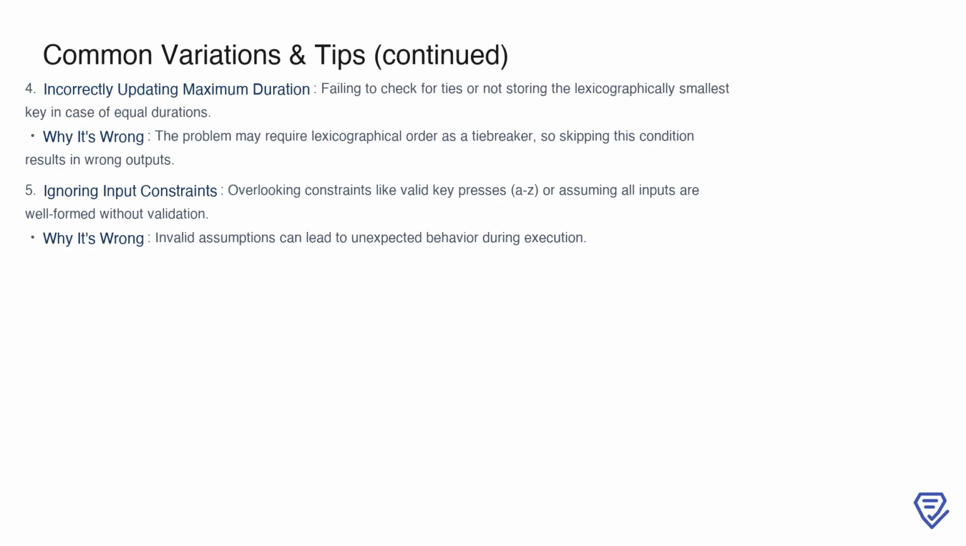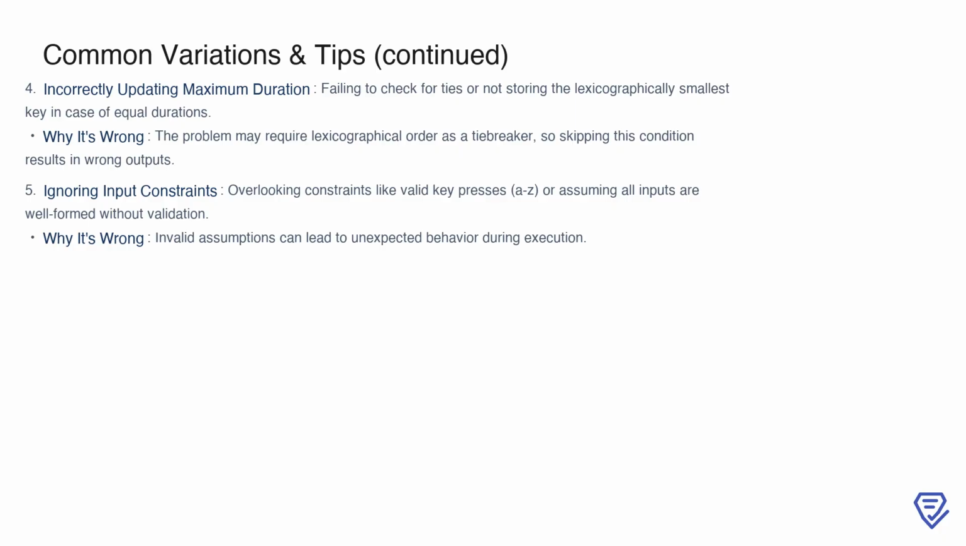Another frequent issue is incorrectly updating the maximum duration. You might forget to check for ties or fail to store the lexicographically smallest key when two keys have the same duration. This is problematic because the problem explicitly states that, in the case of ties, the smaller key alphabetically should be chosen. Skipping this condition will result in the wrong output.